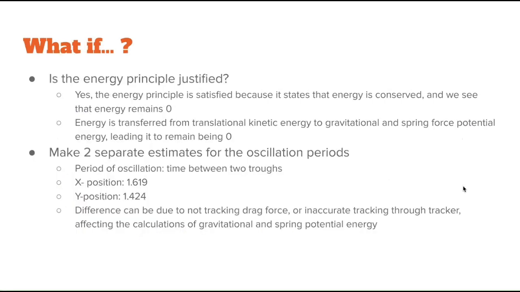In all, we do see that the energy principle is satisfied because energy remained 0 throughout the oscillations as energy was transferred from kinetic to the different potential energies of gravitational and spring force. To calculate the oscillation periods for the X and Y motion, we have to look at the time between two troughs. For the X position, that was 1.619, and Y position 1.424. So the Y position had a shorter oscillation period, possibly due to not accounting for drag forces or inaccurate tracking through Tracker, as stated before, affecting calculations of the gravitational and spring potential energy.